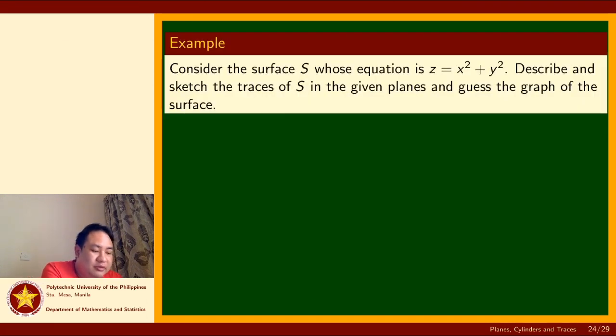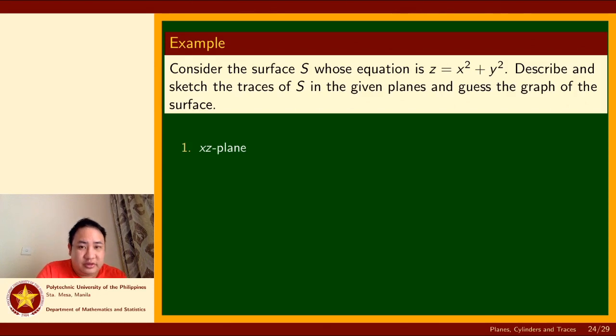For example, consider the surface S whose equation is z equals x squared plus y squared. So in this case, because it involves the three variables x, y, and z, it may not be a cylinder, right? So we would like to describe and sketch the traces of S in the following given planes. And using the traces, we are going to guess the graph of the surface.